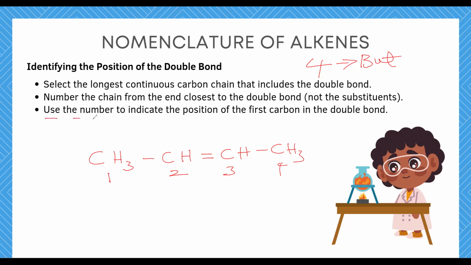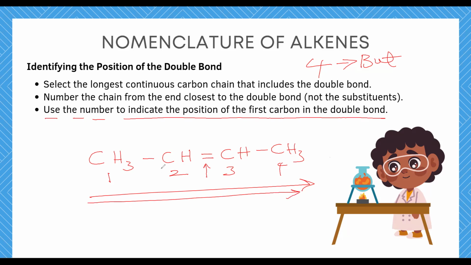Now, David, rule number three, use the number to indicate the position of the first carbon in the double bond. So this is where the double bond is. We are counting from left to right. Which carbon is the first carbon that hosts the double bond? Two or three. Which of them is the first? Two. Good. We are counting from left to right.